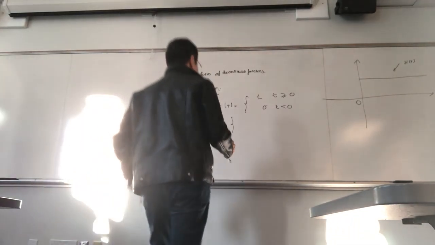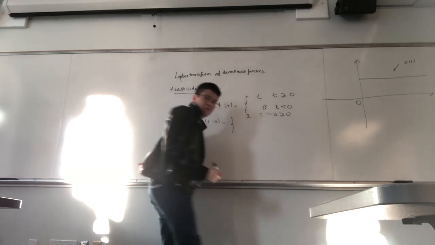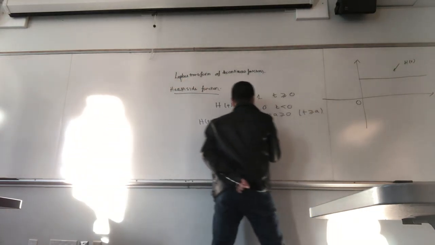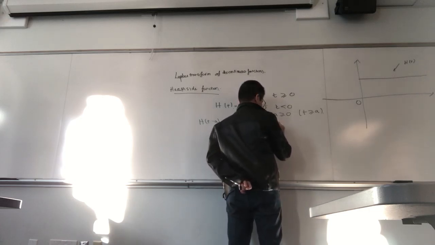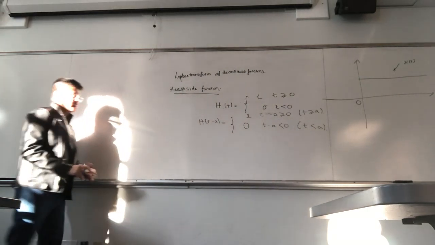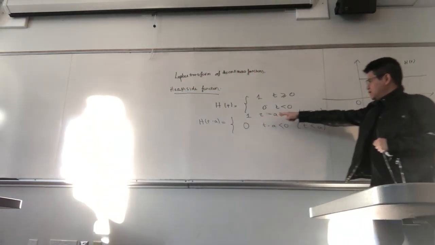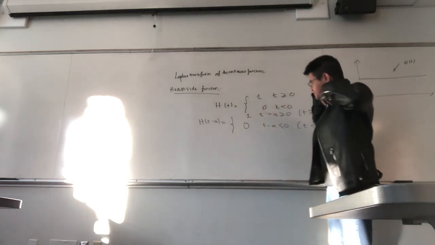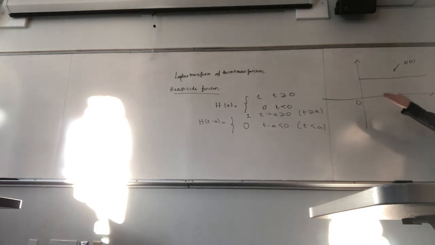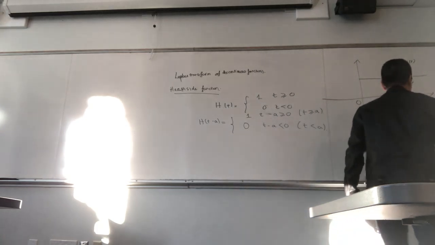Right, so h of t minus a will be 1 when t minus a is bigger than 0, right? Which means that t is bigger than a. And this is 0 when t minus a is negative, when t is smaller than a. All right, so by this definition, you can define h of t minus a. So h of t minus a will be 1 when t minus a is positive, which means that this is 1 when t is bigger than a, and this is 0 when t is smaller than a. So the graph of this function will be like this.